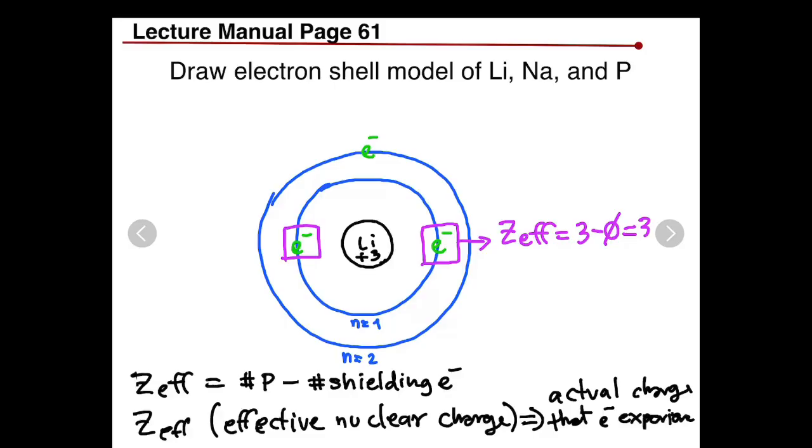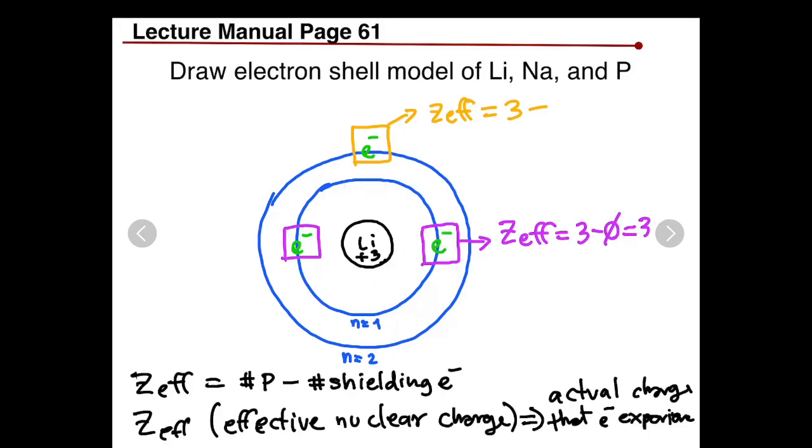Now what about the outer one? If you calculate the effective nuclear charge here, how much would this electron experience? That's what we're going to take a look at. We use the number of protons, which is 3, minus the number of shielding electrons. This is the outer layer. How many electrons are in the inner layer? The number of electrons in the inner layer is the number of shielding electrons. So in this case it would be 1 and 2, because these 2 are blocking the view of this one.